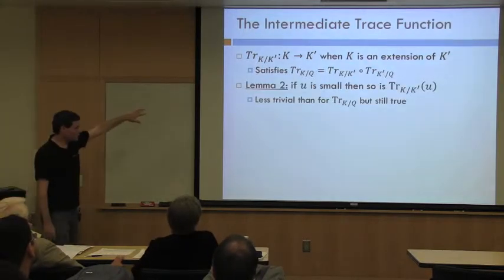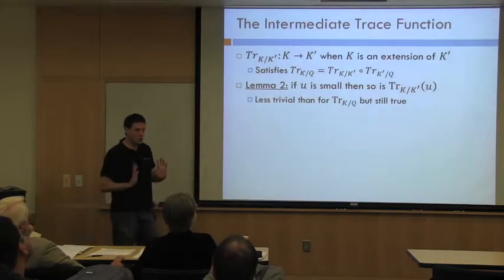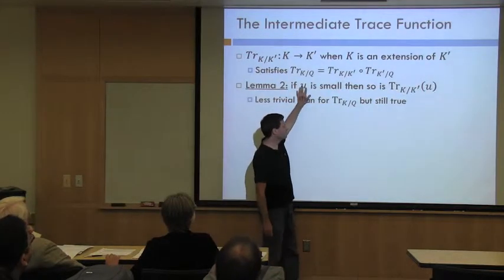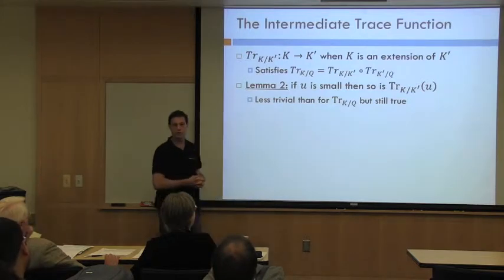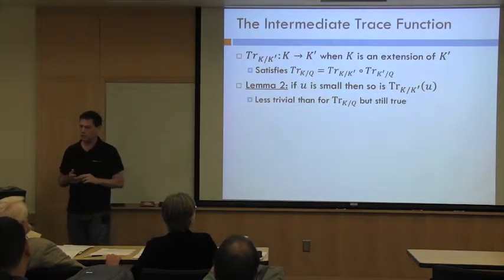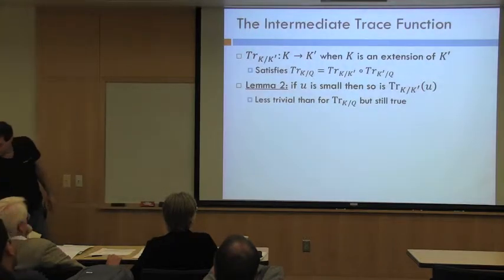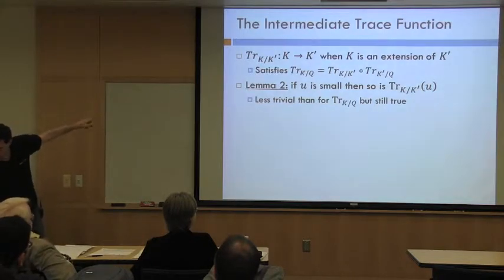And the second lemma that we will need at some point is that it still holds, a little less trivially than before, that if you take an element of the big field and apply the intermediate trace to it, you get an element of the small field, and the size in terms of the norm of the canonical embedding doesn't grow much. It's not hard to show. This is just a couple of lines of algebra.